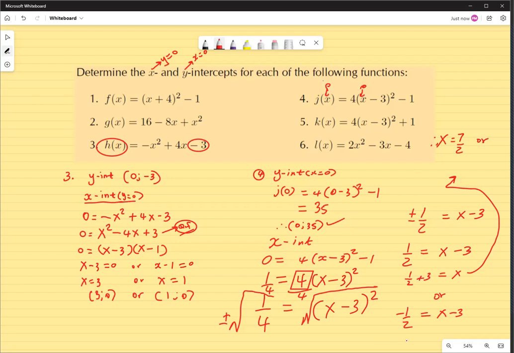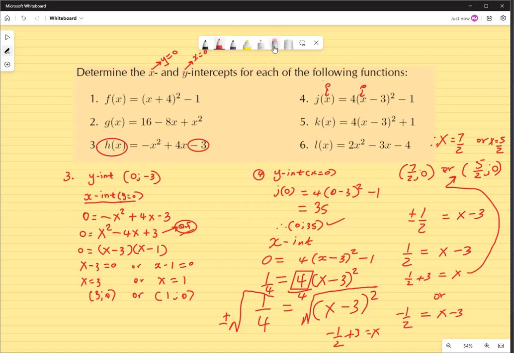Or, let's do this one. So it's going to be negative 1 over 2 plus 3 equals x, which means 6 minus 1, 5. So it's going to be x equals 5 over 2. Then your 2 x-intercepts are going to be 7 over 2 coordinate 0, or 5 over 2 coordinate 0. Right. And that's it about number 4.